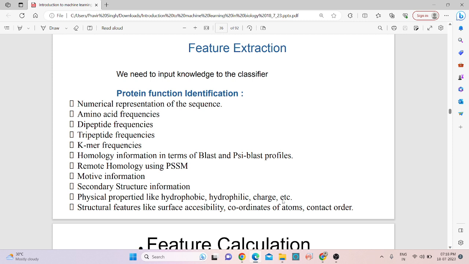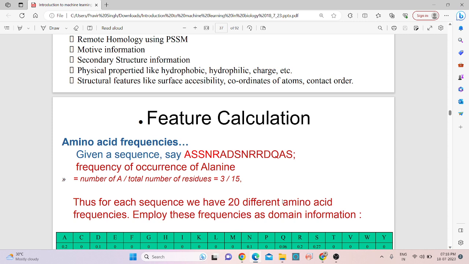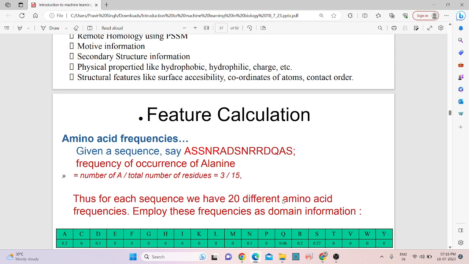If you know secondary structures are available for the sequences you're using, then you can use that information, and I will show that in a little while. How do you do that? You can also use multiple physicochemical properties like hydrophobicity, hydrophilicity, charge, etc. You can also employ structural attributes like surface accessibility, coordinates of atoms, and contact order.